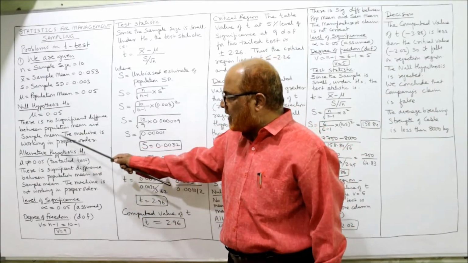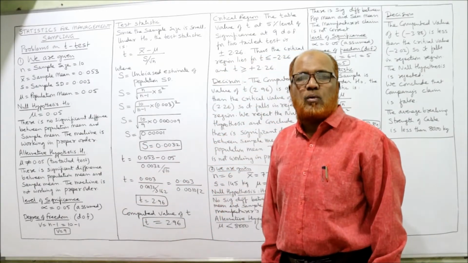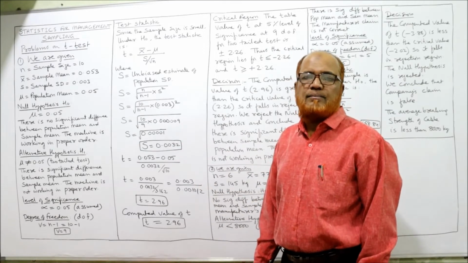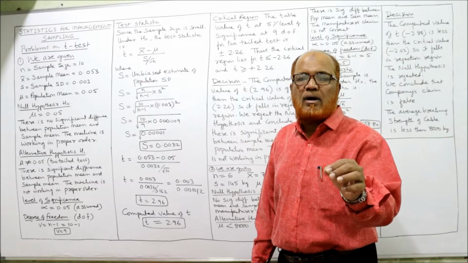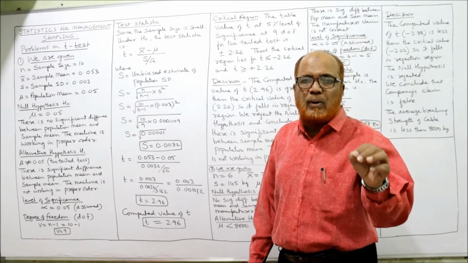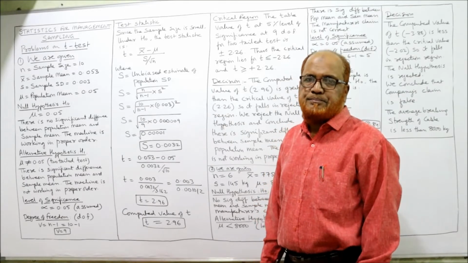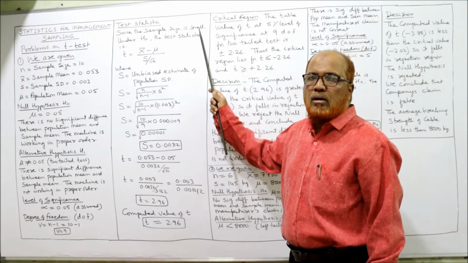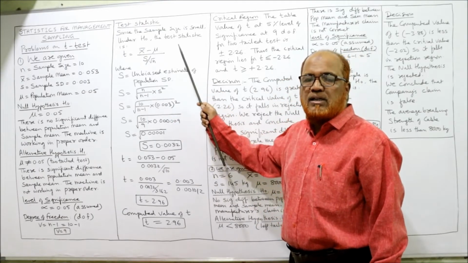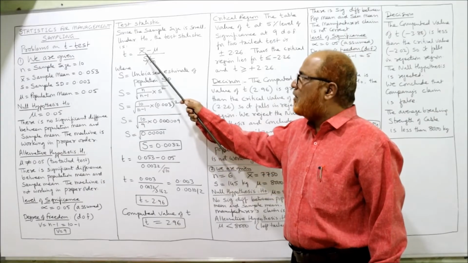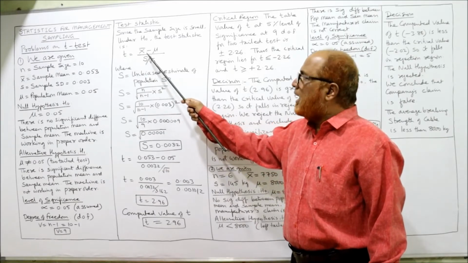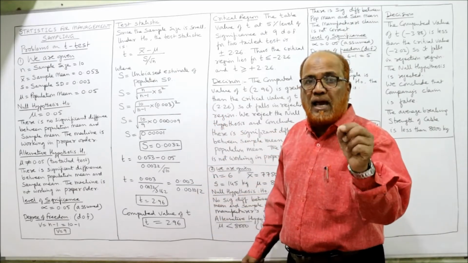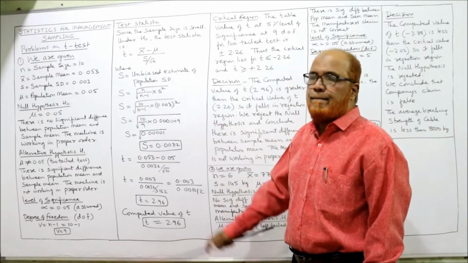How many steps are over? 1, 2, 3. 3 steps are over. Now fourth step is test statistic. Here we have to apply the formula to find the computed value of t in this test statistic. Since the sample size is small, under H0, the test statistic is the formula t is equal to x bar minus mu divided by capital S by under root n.